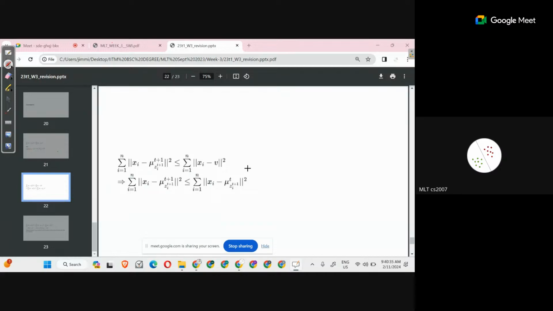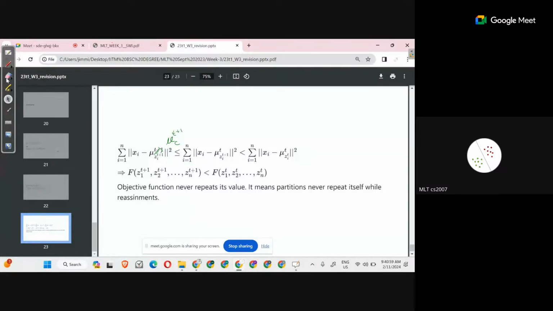About the sign convention, here it is representing your mu at the t plus 1th step, the updated cluster center. Now let's go to the next slide. Here ultimately this is what our objective function was. We can see that after each step, our objective function will decrease only.